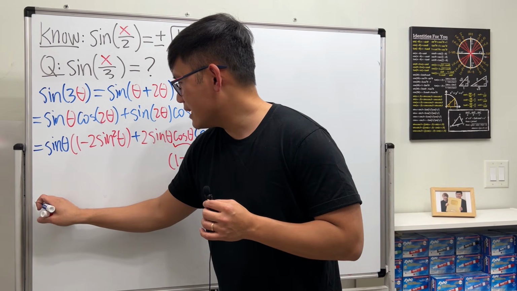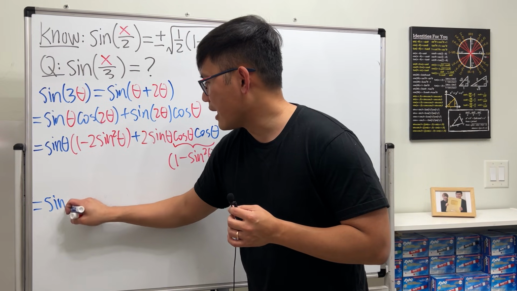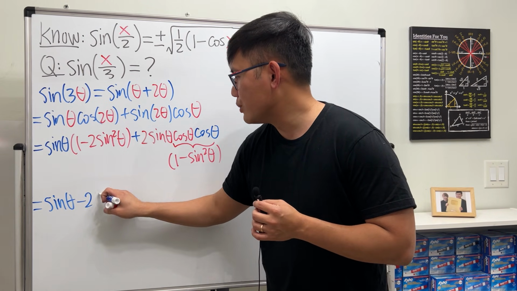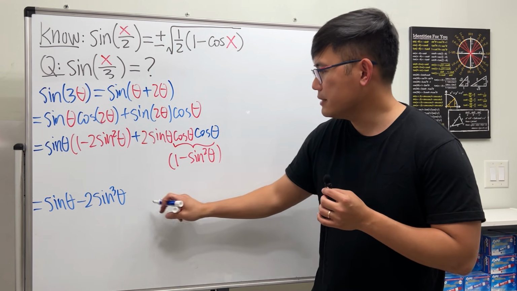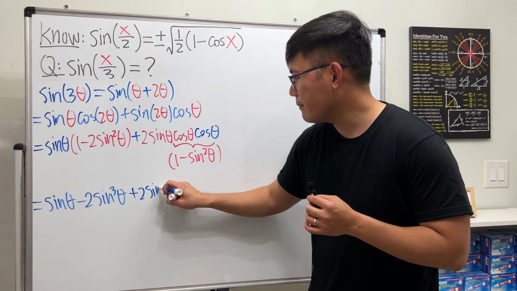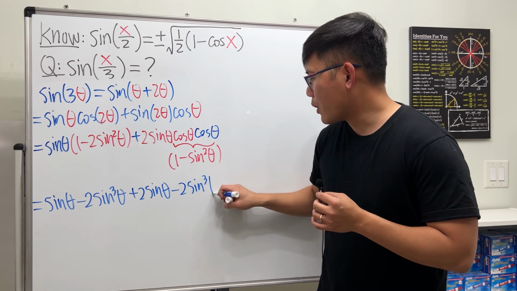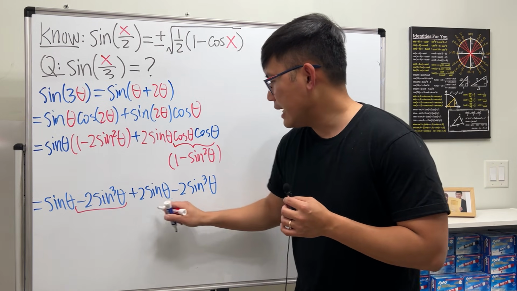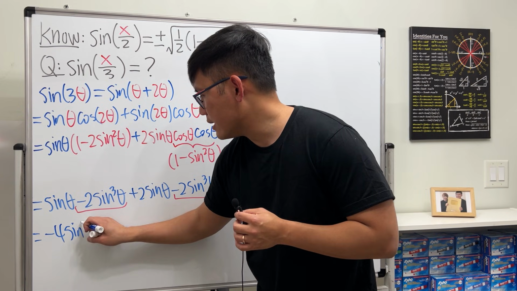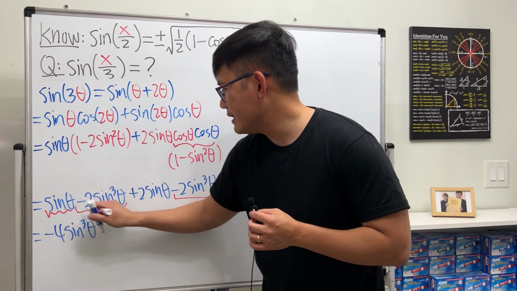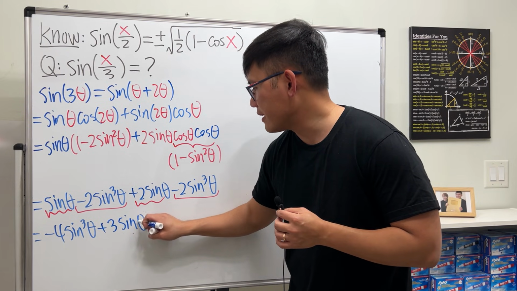Alright, now we can just go ahead and distribute and combine everything, right? So this right here is sine theta, and then minus 2 sine to the third power theta, and take 2 sine theta times this. So plus 2 sine theta. This times that, minus 2 sine to the third power theta, and this and that gives us negative 4 sine to the third power theta, and this and that gives us plus 3 sine theta.